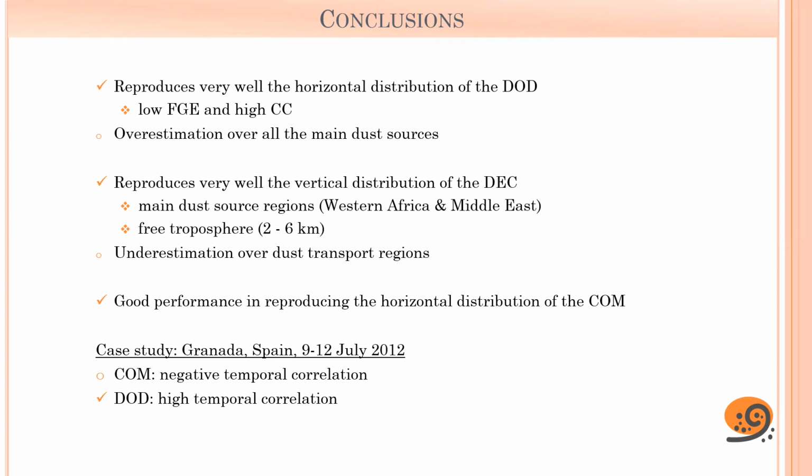It also captures the horizontal distribution of the center of mass in the most dust-affected regions, but not its temporal variability over Granada. On the other hand, Monarch simulates the temporal evolution of the dust load in the atmosphere, even though it overestimates it.